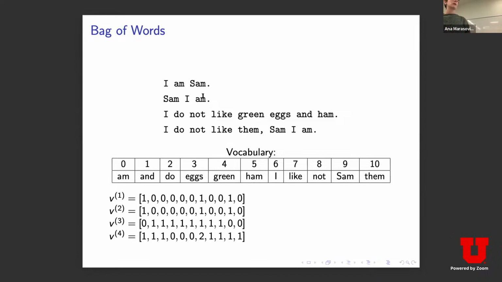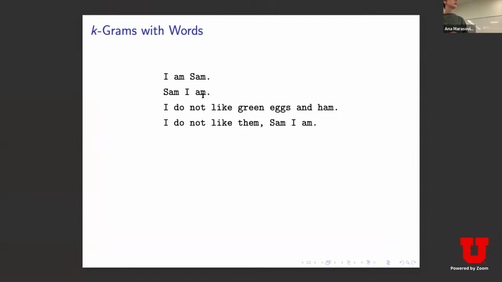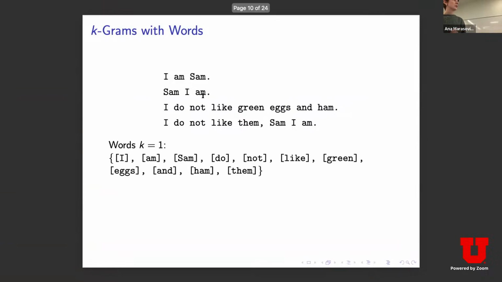So we want to do something a little bit smarter, and we use what we call k-grams. And specifically here, we will focus on k-grams with words. So what are k-grams? So basically you take from each one of these sentences a sequence of k words.